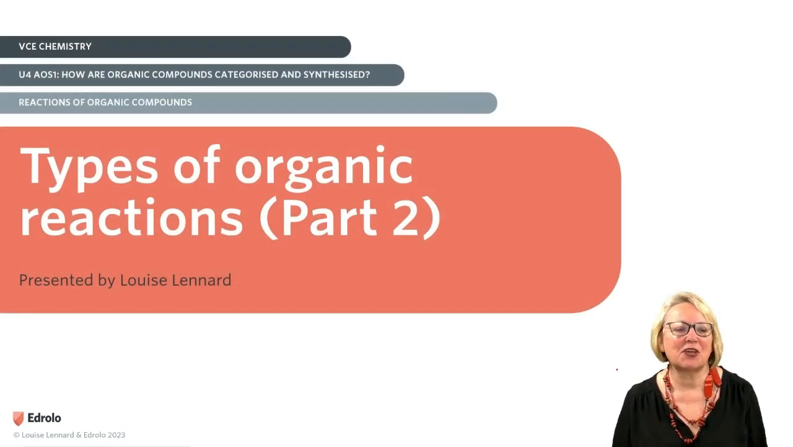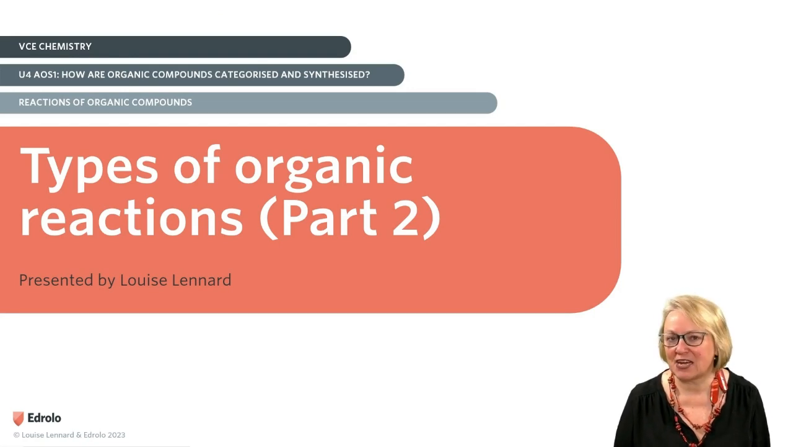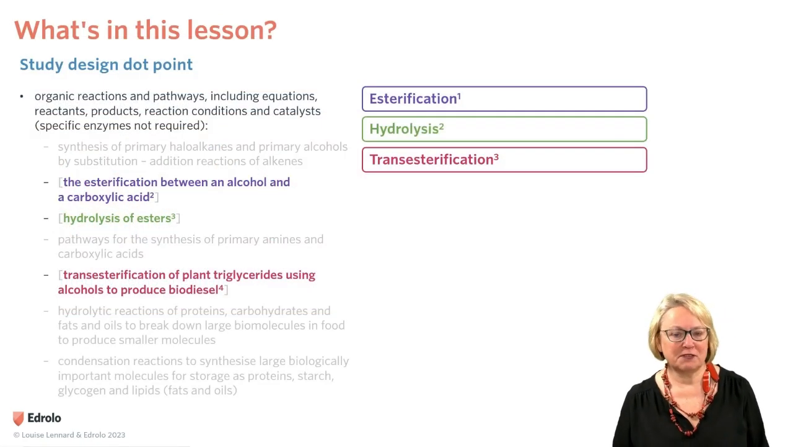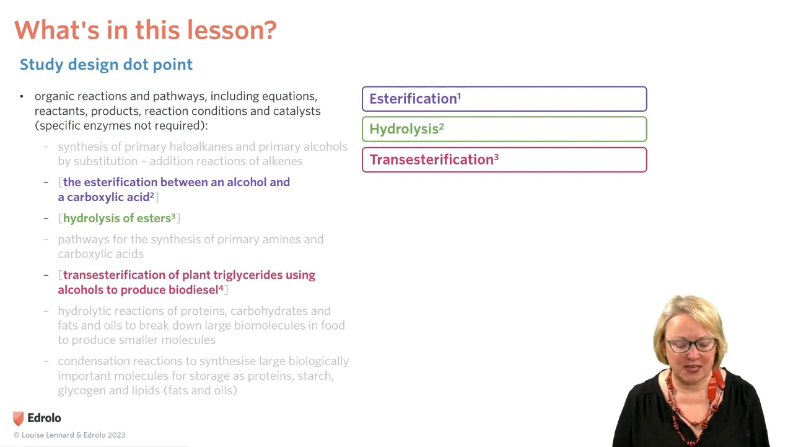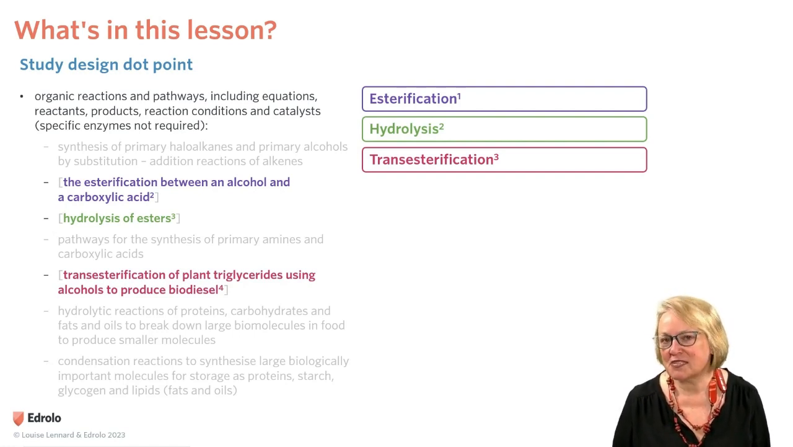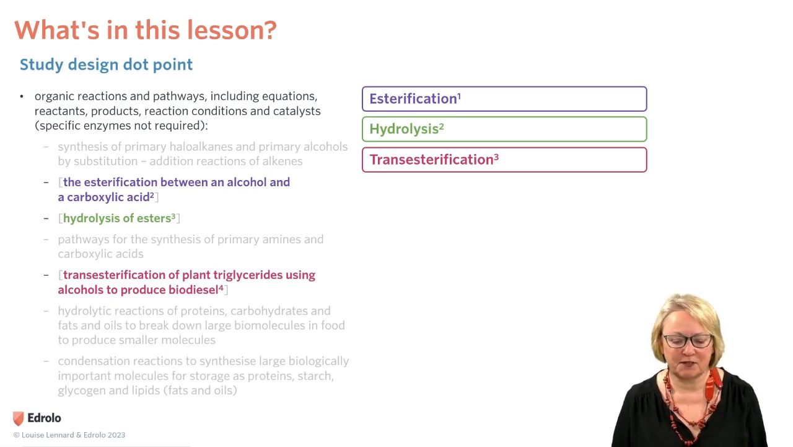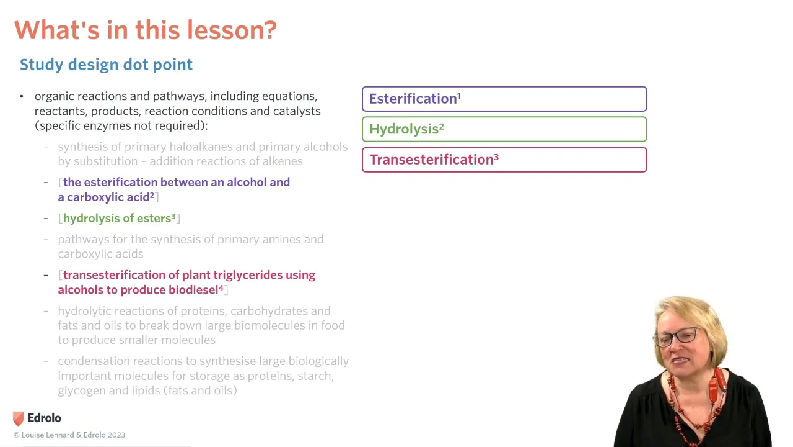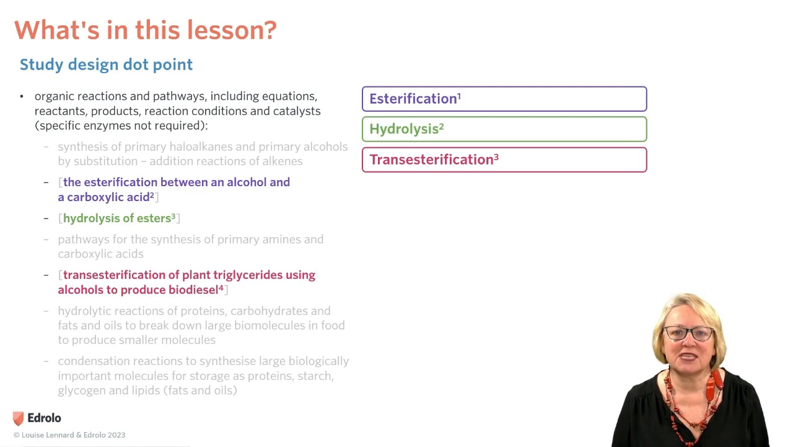In this lesson, we're going to look at types of organic reactions, part 2. And we're going to focus on esterification of alcohols and carboxylic acids, hydrolysis of esters, which is the reverse process of esterification. And we're going to look at transesterification, which is a technique that's used to make biodiesel.